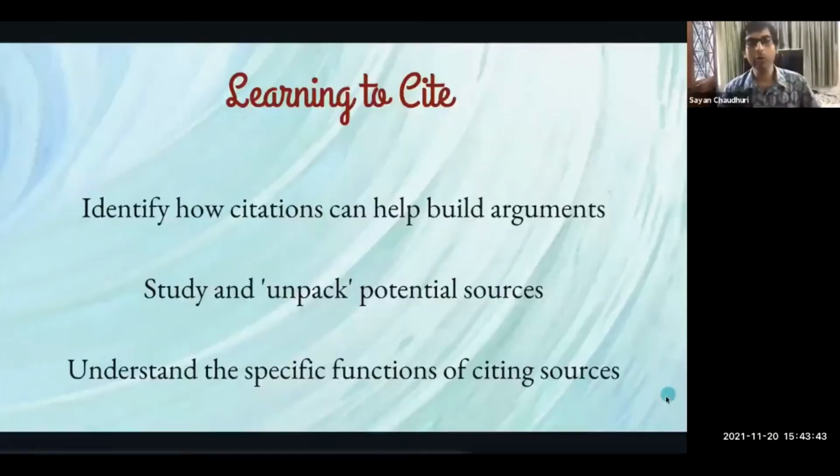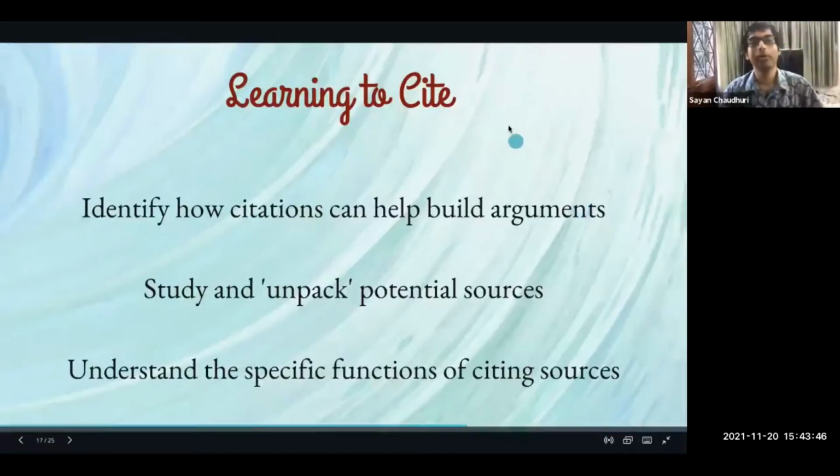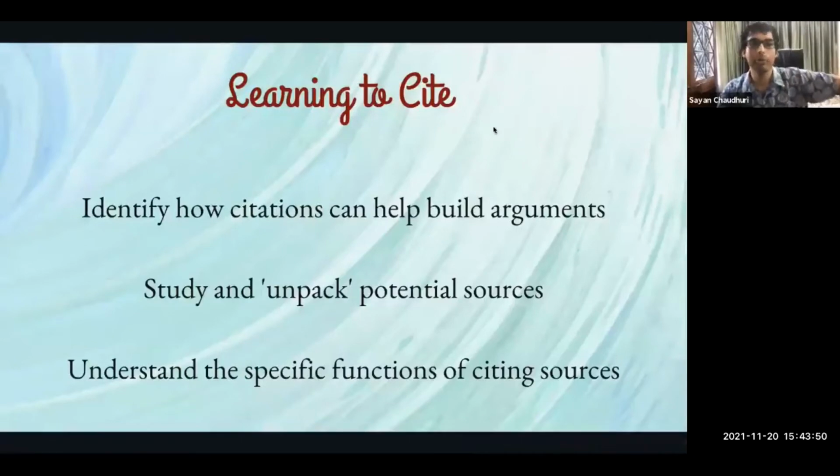Now, I'm going to share my screen, and we're going to look at three different ideas to help understand how we can think more critically about sources. The first is, in your learning to cite, you first have to identify how citations can build arguments. Why would citations be required for an argument? The second is, once you've identified that citations are required, you also study the source, right? This is where you try to understand: is this source relevant? Is this pertinent? Of course, when you're doing a hurried job, you just take whatever source you find and put it in. But we are not trying to do that.